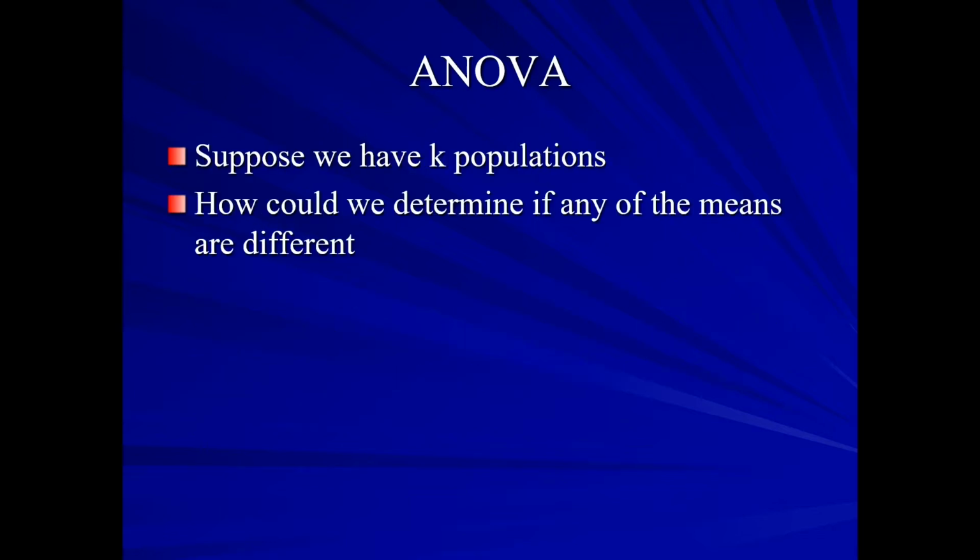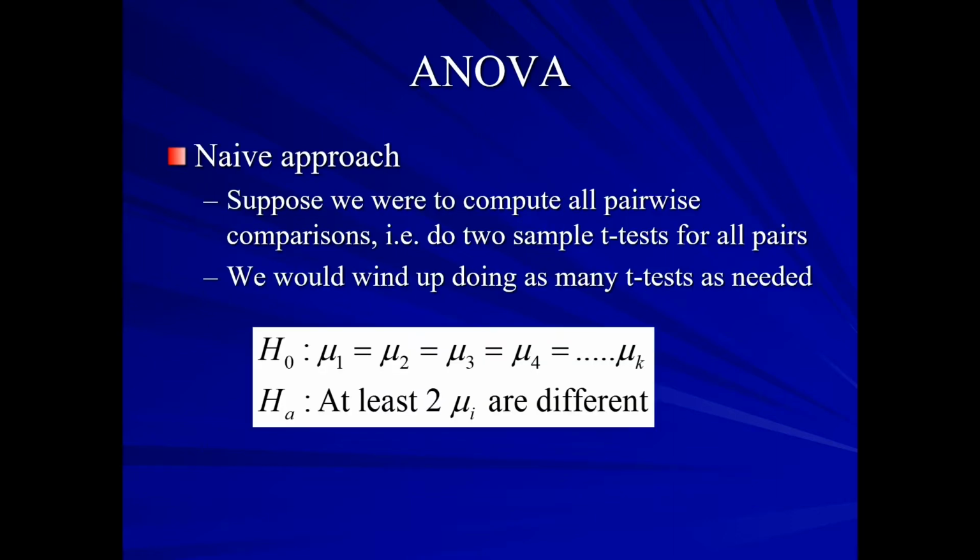However, with ANOVA, perhaps we have K populations, and we would like to know if any of the means are different. Now, one naive approach that we could take is to compute all pairwise comparisons. That means we would do all two-sample t-tests for all pairs. This would mean we would wind up doing as many t-tests as we needed. And so our null hypothesis would be that mu1 equals mu2 equals mu3 equals mu4 all the way up to mu k. And our alternative hypothesis would suggest that at least two of these mu's are different.